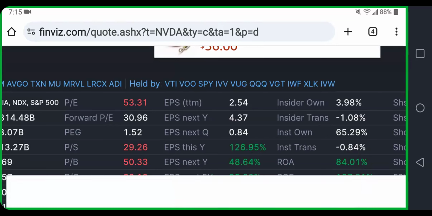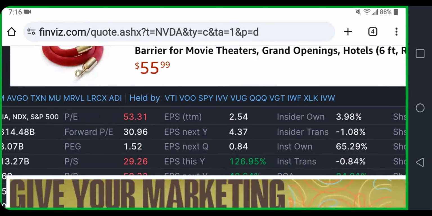If the future P/E is lower than the current one, that's a good thing, because we expect a good company to be growing their earnings. For any company, if the future P/E is lower than the current, that is a good thing, because you expect the company to be growing.